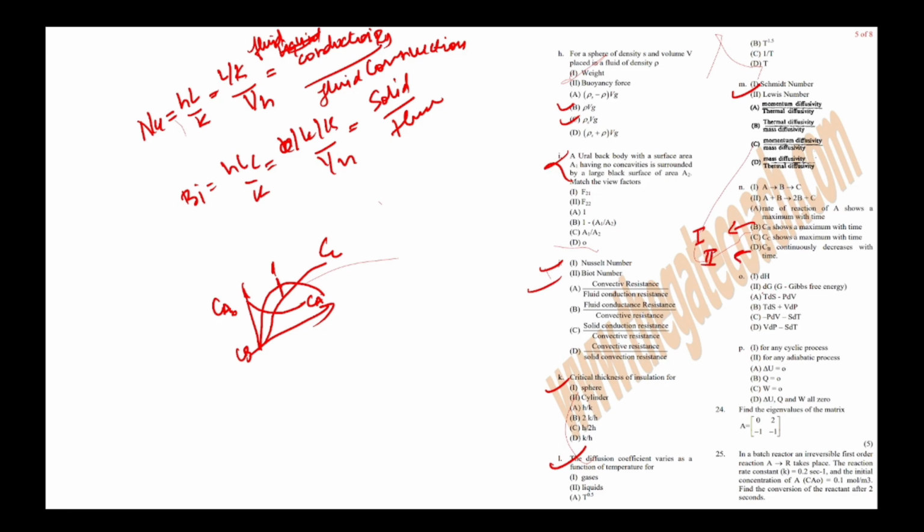This is important: for any cyclic process, and for any adiabatic process, Q is equal to 0. For any cyclic process, del U is equal to 0. We will not solve this, a very easy question. We will solve this in section B. Now this question.